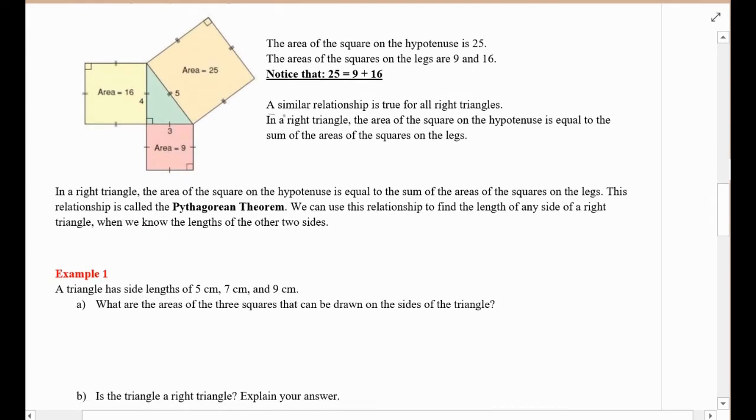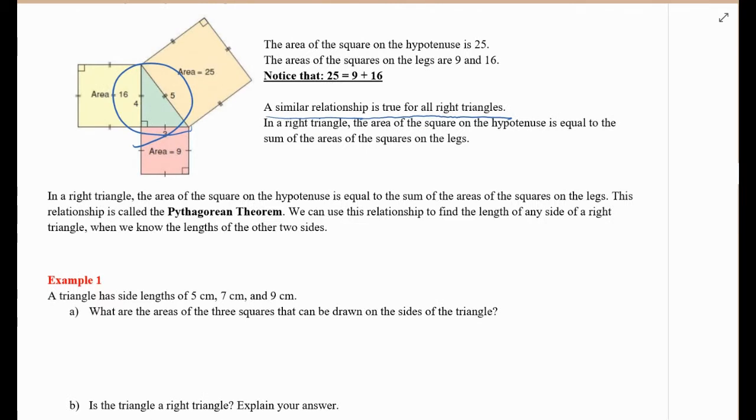A similar relationship is true for all right triangles, not just this triangle. This applies to every single right triangle, all right? And we call that relationship the Pythagorean theorem. So we can use this relationship to find the length of any side of a right triangle when we know the length of the other two sides.